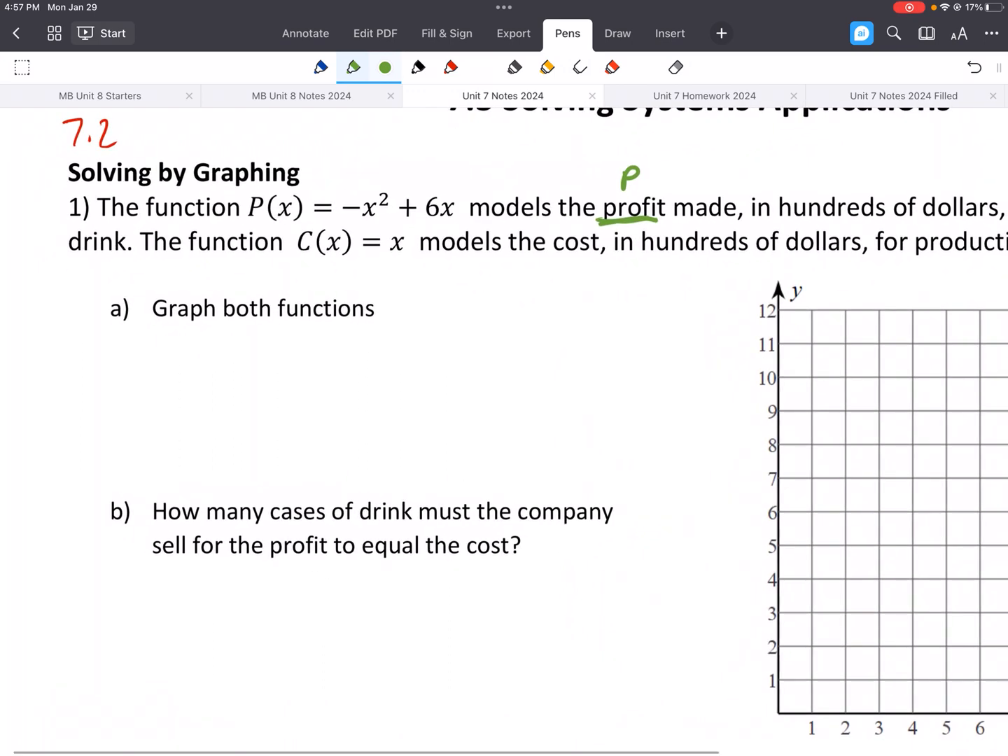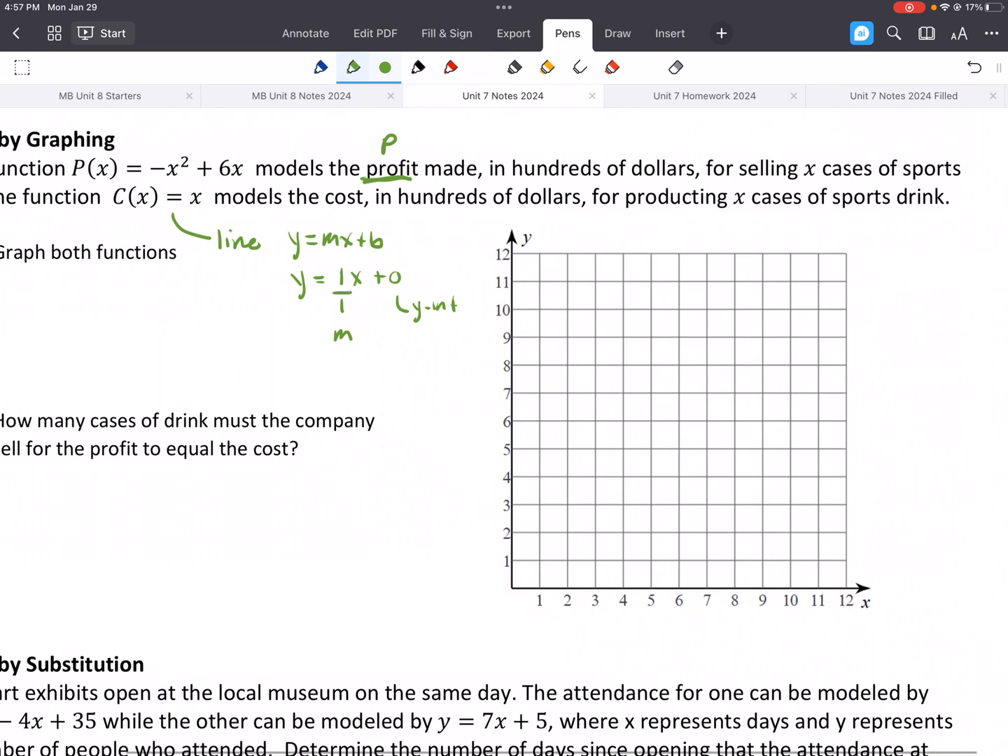All right, just a quick reminder that this is a line. It's a linear equation, like y equals mx plus b. So for this example, it's y equals 1x plus 0. Again, this is your y-intercept, and our slope is 1 over 1. So that's our m, and we're going to plot that. The y-intercept is 0. Got that. And then rise over run is 1 over 1.